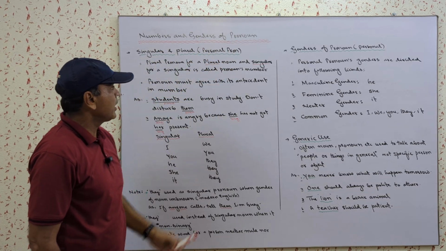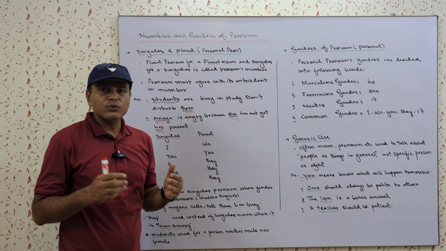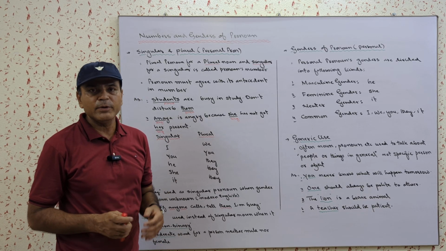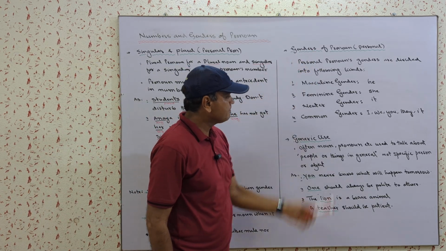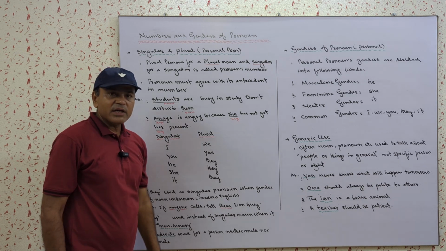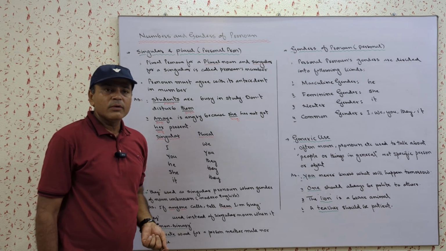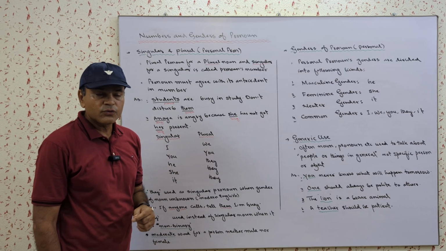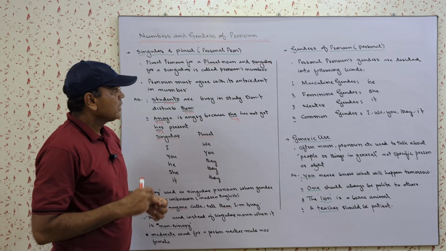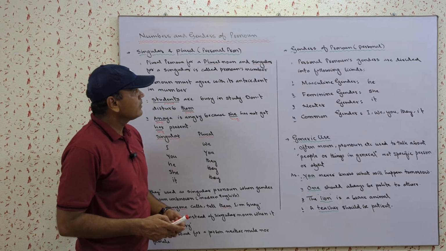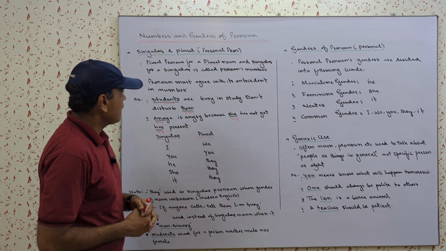Of personal pronouns. The personal pronoun has two numbers, singular and plural, and it has different genders that we will be learning. So let us start with the number of the pronoun. If your noun is plural, to replace it you will use a plural pronoun. If your noun is singular, to replace it you will use a singular pronoun.